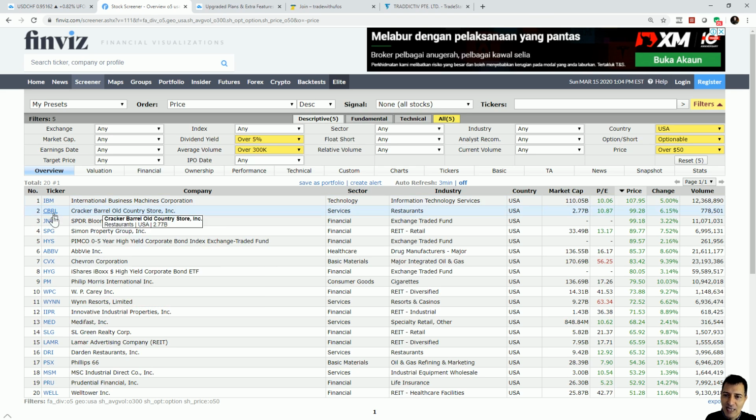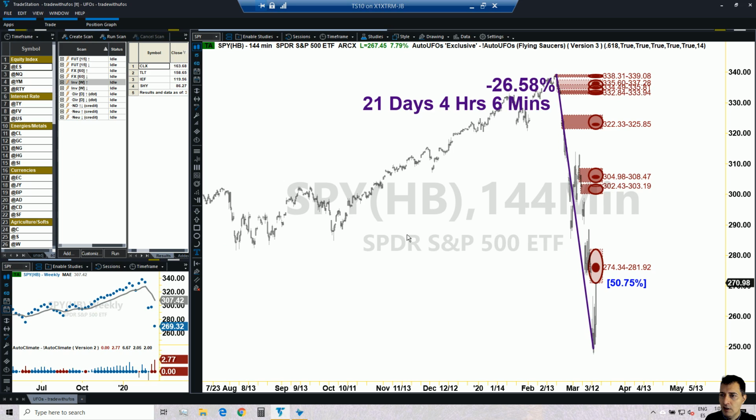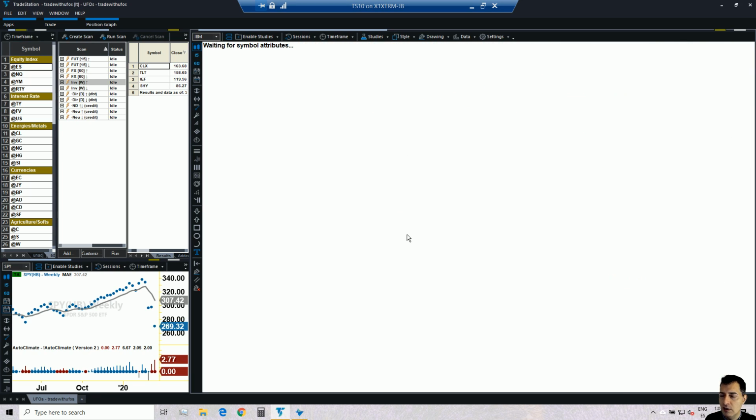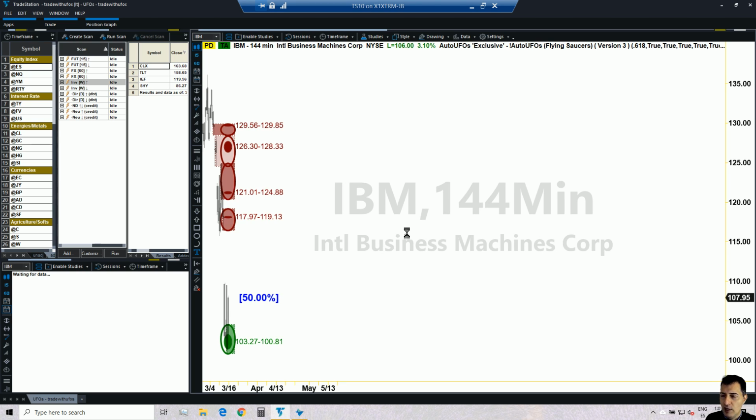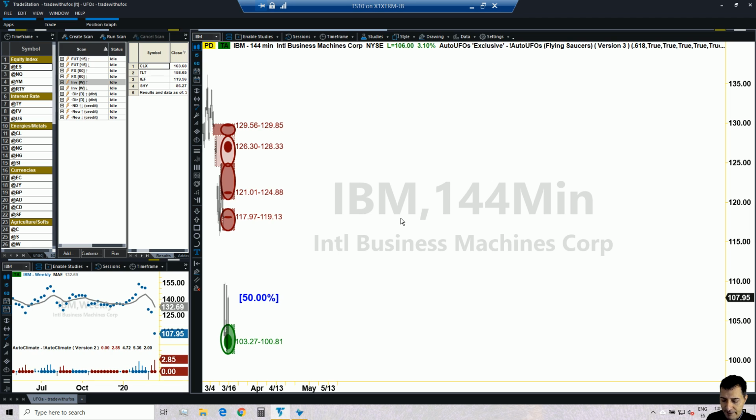I'm just going to go down the list one stock at a time, and we're going to do this now with TrustStation. I'm just using FinViz as a screener since I had an issue with TrustStation earlier. Now, what else am I doing here? I am looking at IBM, but I'm also looking at the climate and the UFOs and everything else. I'm looking at this trade like I'm planning the trade like I would normally plan it.